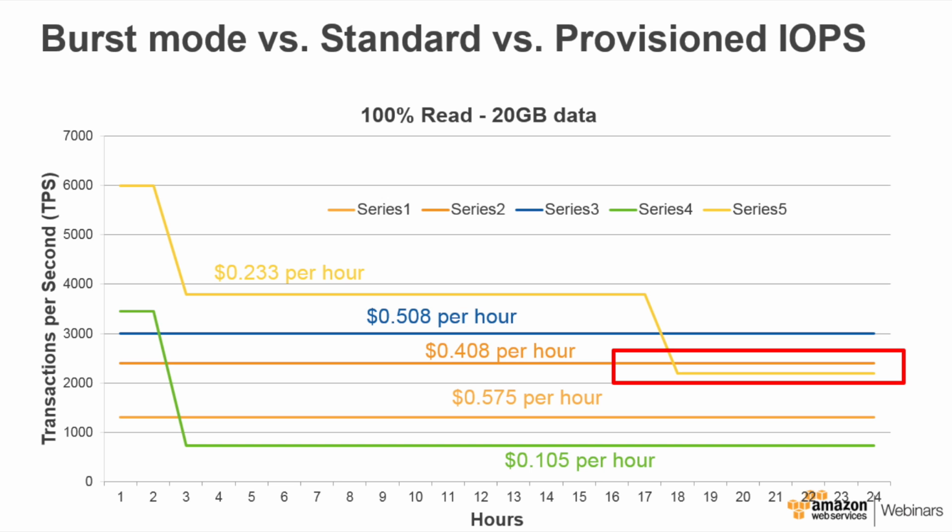Slide, the yellow line that says 0.75 per hour, what that's referring to is an M1 medium with 200 gigabytes of standard storage. And that will give you around 1,100 transactions per second. We're referring to the 0.75 per hour. That is, of course, an M1 medium with 200 gigabytes of standard storage.